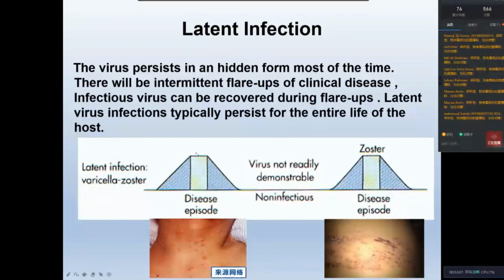Another one is slow virus infection. Slow virus infection means that after exposure here, the viral load or viral titer will increase very slowly. It takes a long time to increase. And finally, when the viral load is high enough, it can elicit some disease episode. Okay, so this is a slow virus infection.